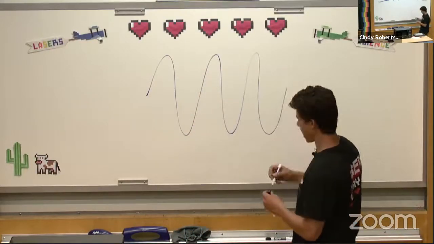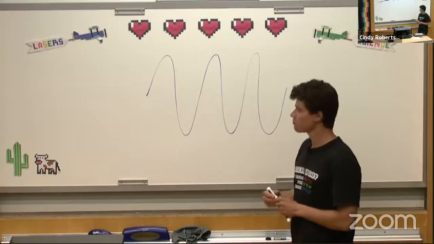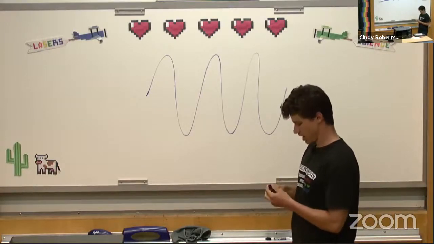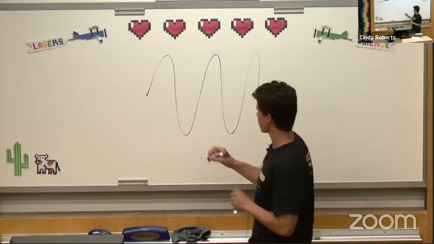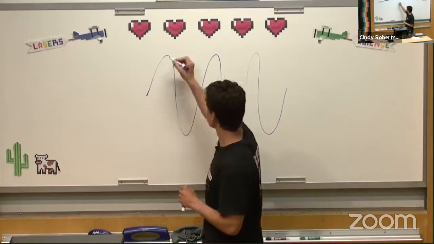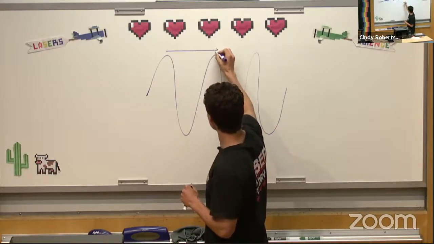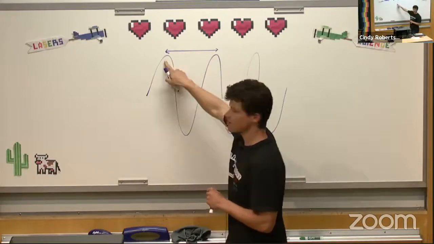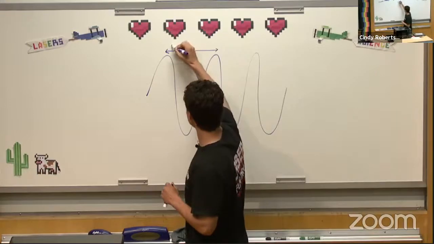So here we have a sample illustration of a wave. And the two things that I want to talk about with waves, the two different properties, are first the wavelength, which is the distance between these two peaks here. So that's the wavelength.